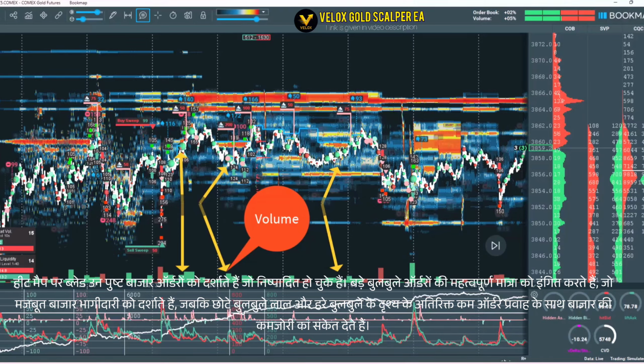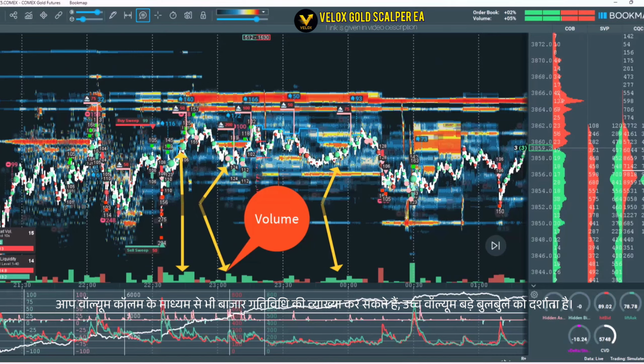Larger bubbles indicate a significant volume of orders, reflecting strong market participation, while smaller bubbles suggest market weakening with lower order flow. In addition to the red and green bubble visualization, you can also interpret market activity through the volume column. High volume corresponds to larger bubbles, whereas low volume aligns with smaller ones.